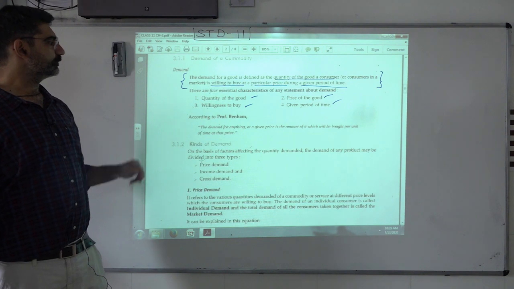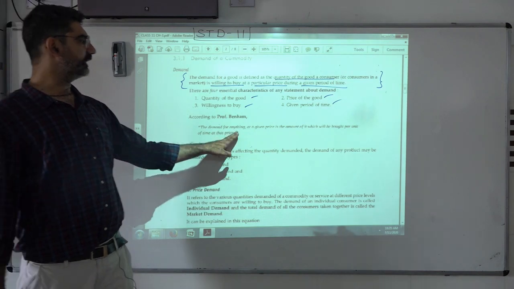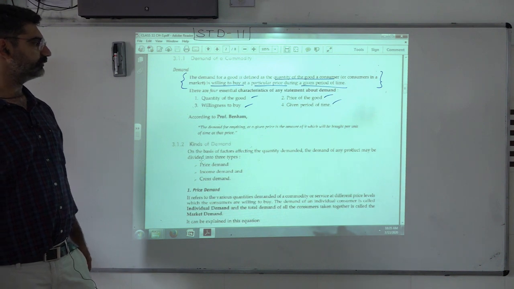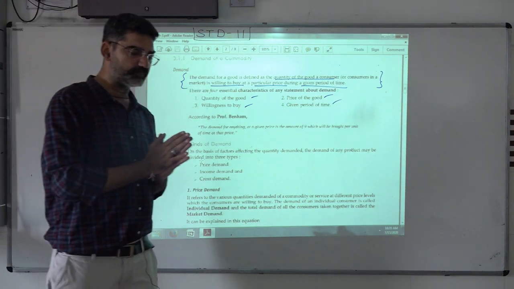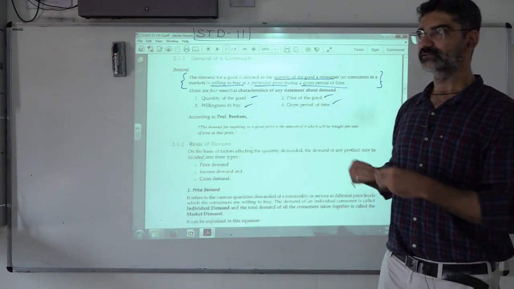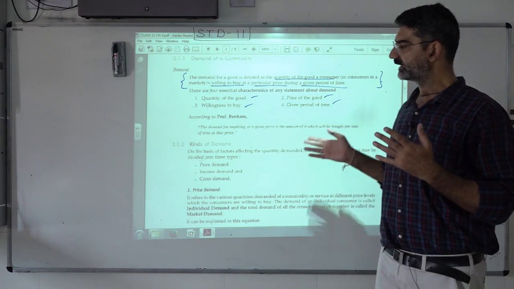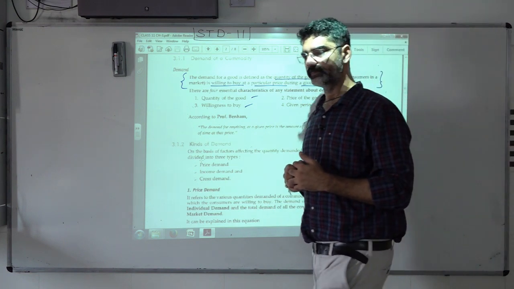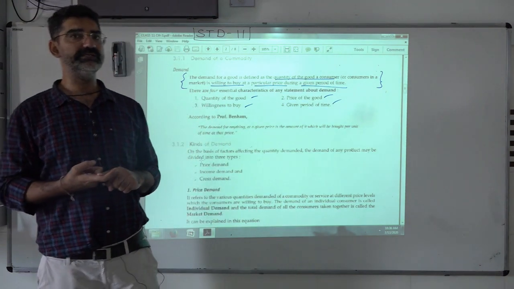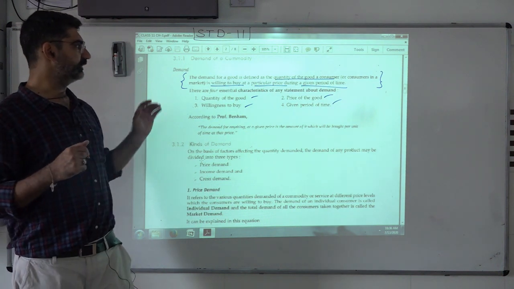Now let's look at what Professor Benham says about the definition of demand. The demand for anything at a given price is the amount which will be bought per unit of time at that price. That means at that particular point of time and at that particular price, when a consumer is willing to spend and buys that commodity, it is the demand for that commodity. So again, the definition says four essential characteristics should be there: given period of time, particular price, willingness, and quantity also decided. Then only demand can be 100% fulfilled.